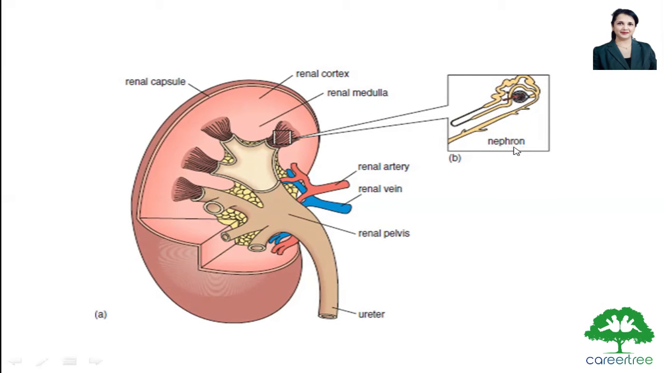Students, you should know the nephron is the structural and functional unit of the kidney. The total number of nephrons in both kidneys is approximately 2 million. Each single tubule is 4 to 5 centimeters long, so the total length of all the tubules together is more than 60 kilometers.